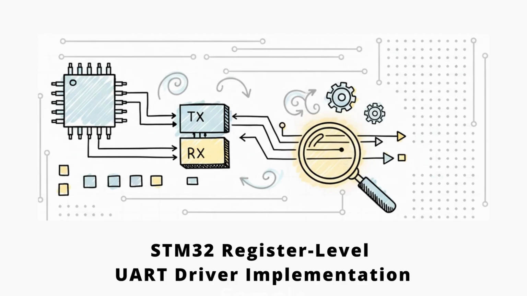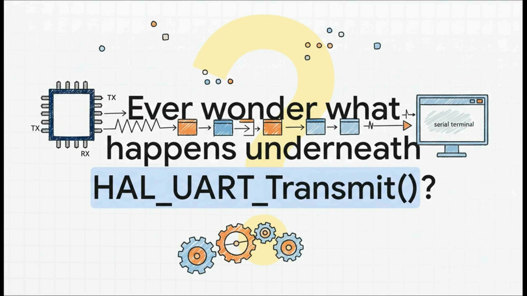Let's dive right in. So if you've ever worked with STM32, you've probably called a function like HAL_UART_Transmit, right? You just pass it some data and poof, it magically appears on your serial terminal. But have you ever stopped to wonder what's really going on under the hood? What bits are being flipped in which registers to make that all happen? Well, that's exactly what we're going to uncover today.